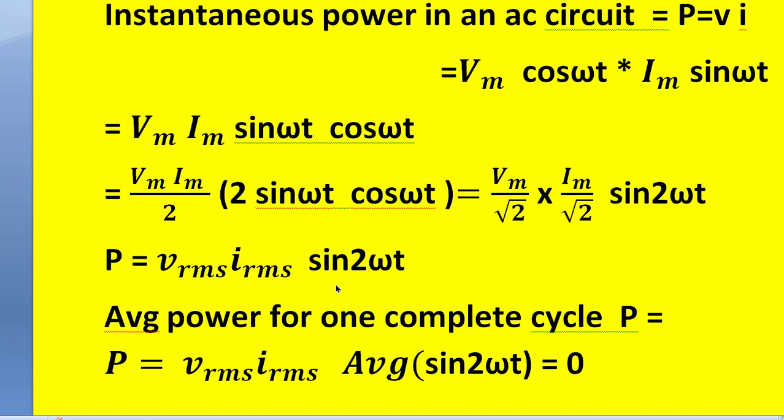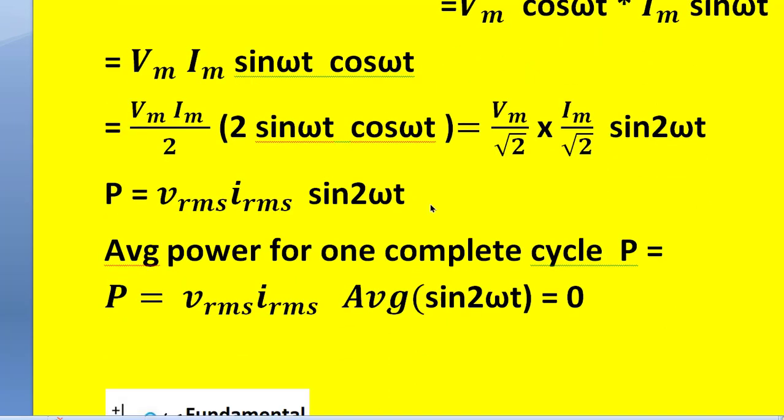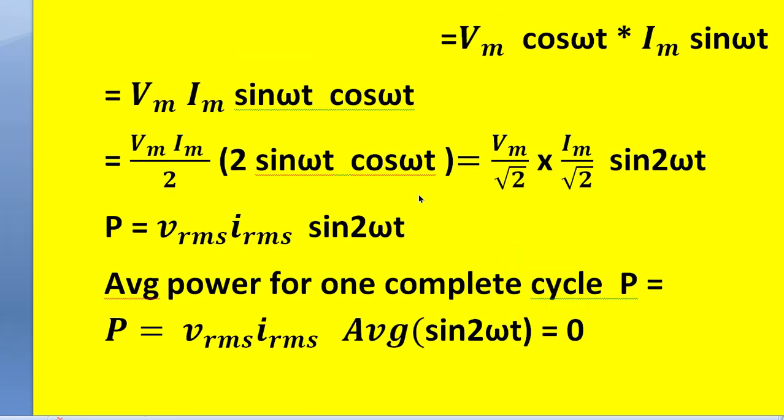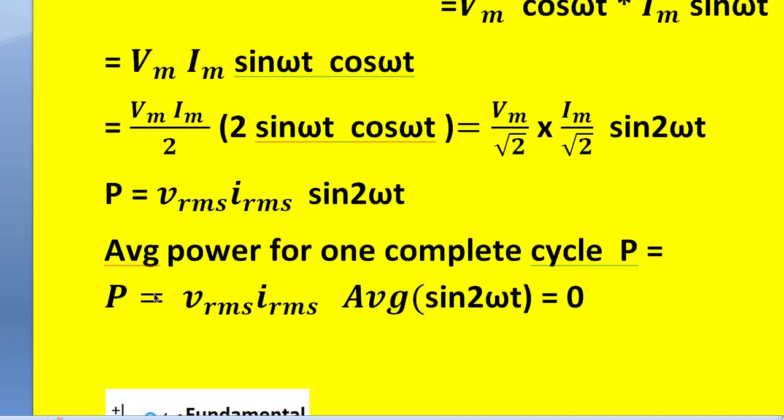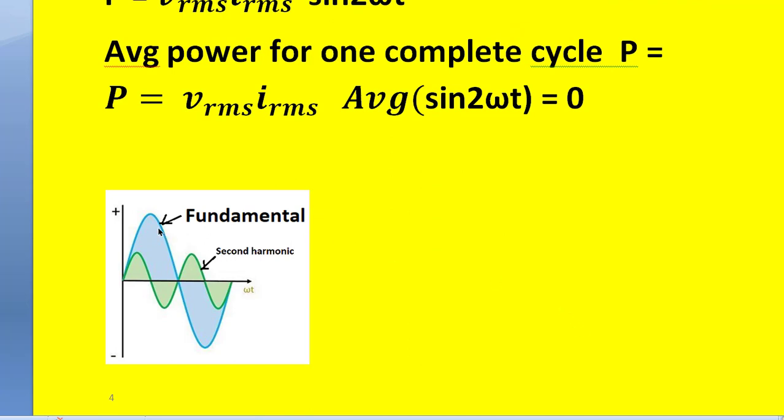So P is equal to Vrms Irms into sin 2 omega t. And this indicates the power in the inductor has the frequency double the supply frequency. And if we calculate the average power for one complete cycle, because there is a sine function, we get the 0 value. So that we can see here.